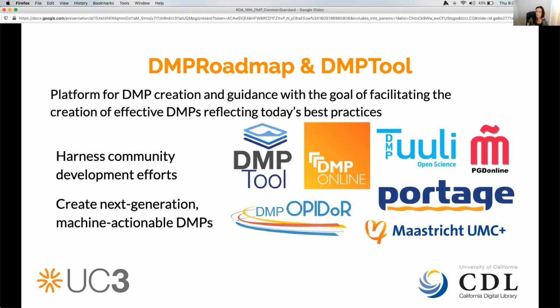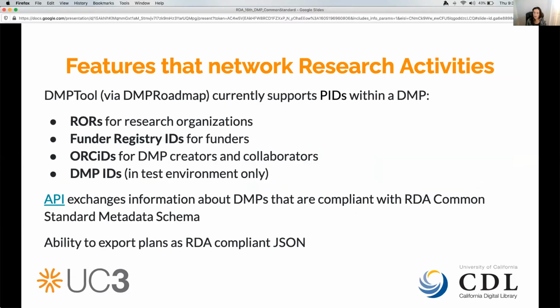And that is just an application. It's a platform to facilitate the creation of effective DMPs. So there's templates for different DMPs. So we've recently added several new features to Roadmap that support networked research activities or a machine-actionable DMP. We've put identifiers everywhere we can: RORs, funder registry IDs, ORCIDs, the new DMP ID. We've built a new API that is compliant with the RDA Common Standard, and we are using that in a pilot that I'm going to talk about in a second. And you can now export plans as RDA compliant JSON.